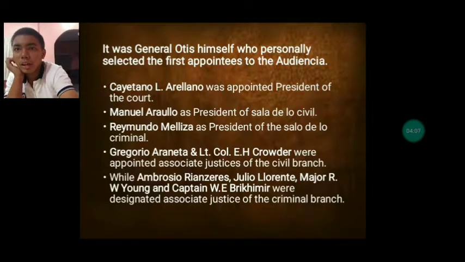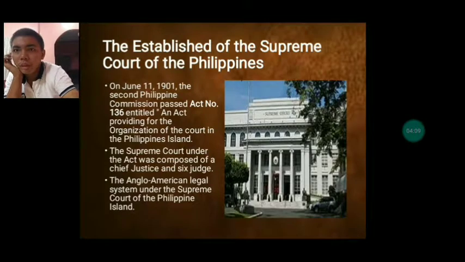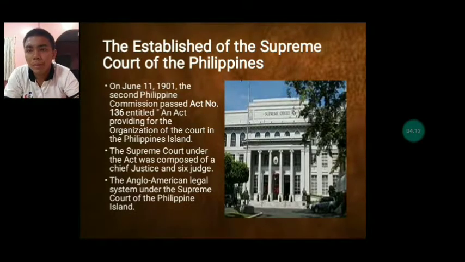So let's proceed to the establishment of the Supreme Court of the Philippines. On June 11, 1901, the Second Philippine Commission passed Act Number 136, entitled An Act Providing for the Organization of Courts in the Philippines, creating the Court of First Instance and the justice of the peace courts throughout the land.